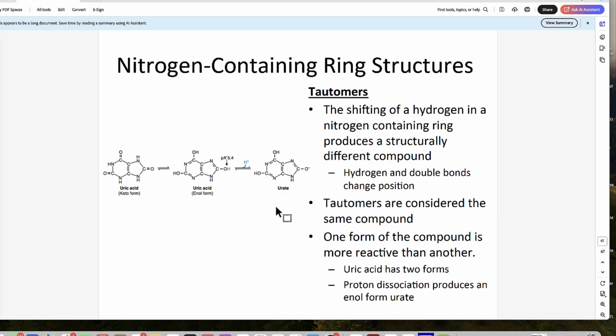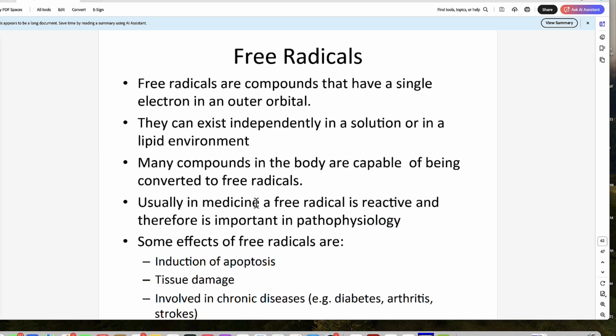And we see this oftentimes in DNA as well, and it can cause genetic mutations. One portion of the compound may be more reactive than the other, and so it can cause various chemical shifting that takes place and allows the molecule to act as a different molecule and respond differently.